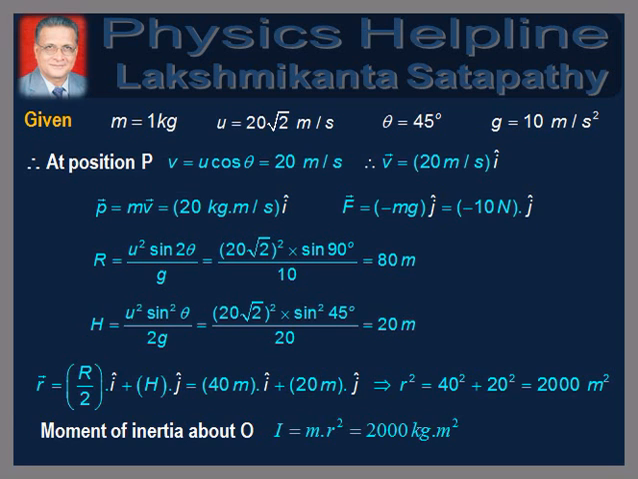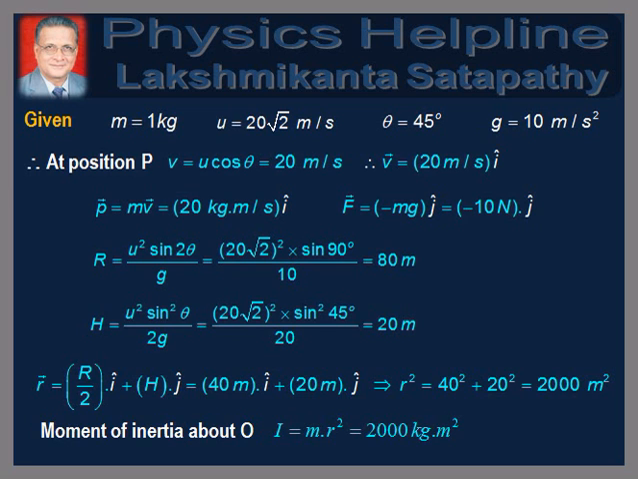And force acting on the particle at P is F is equal to minus mg into j cap, which is equal to minus 10 newtons into j cap. Now, horizontal range R is equal to u square sine 2 theta divided by g. Putting the values of u, theta and g and simplifying, we get R is equal to 80 meters.